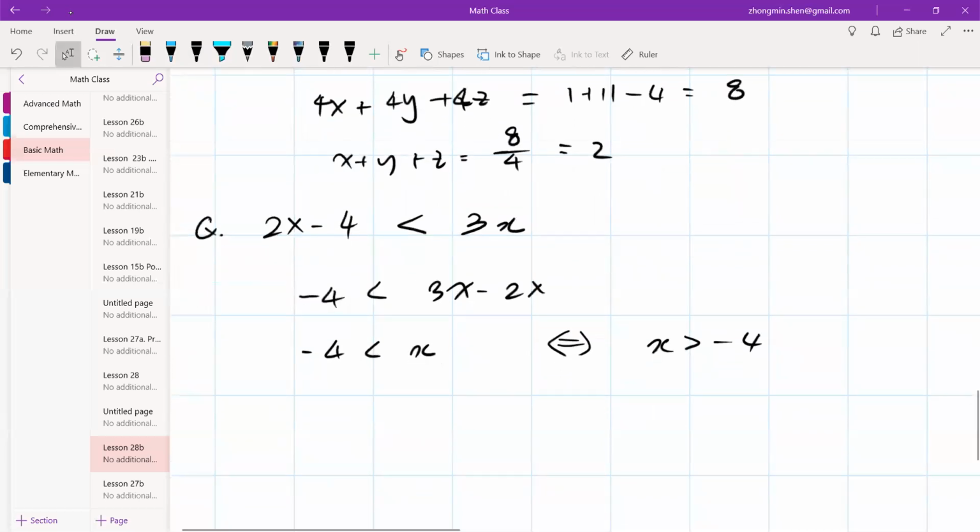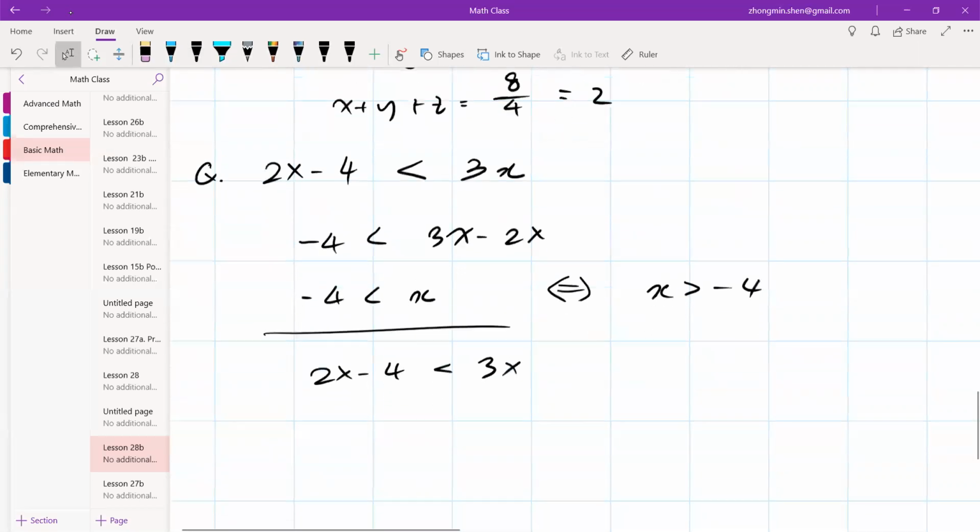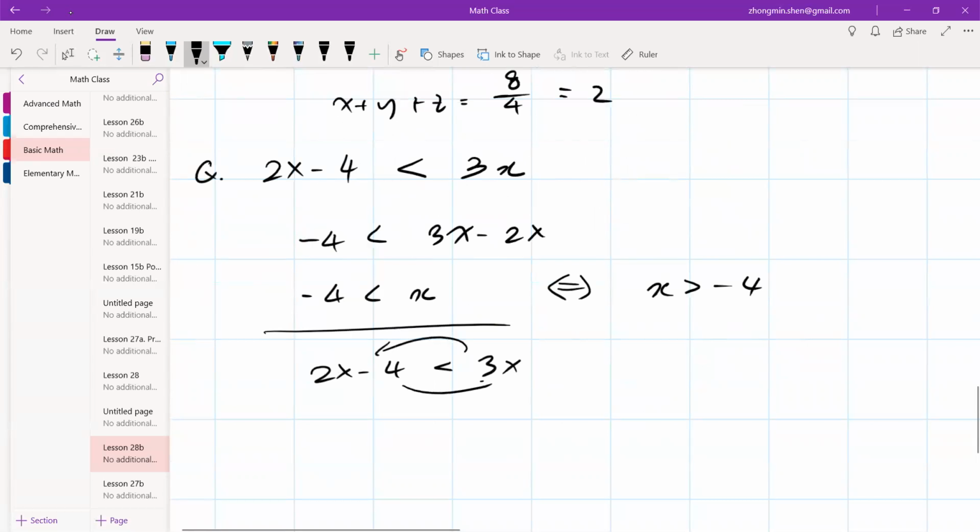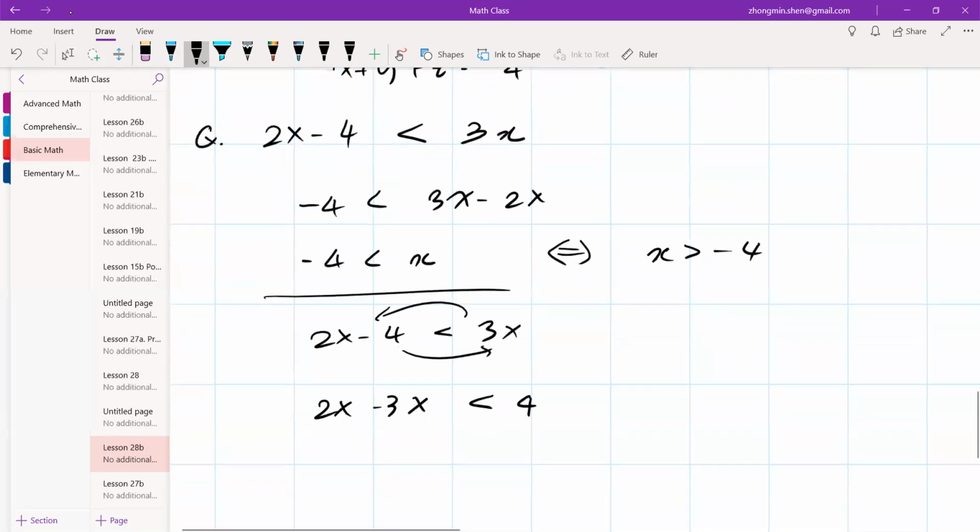But you can also do the problem in the following way. 2x minus 4 less than 3x, right? Just like solving an equation, you move 3x to the left and 4 to the right-hand side. So 2x minus 3x is less than 4. When you move a term across the inequality, you change the sign, like moving a term across an equality. Now you get negative x less than 4.